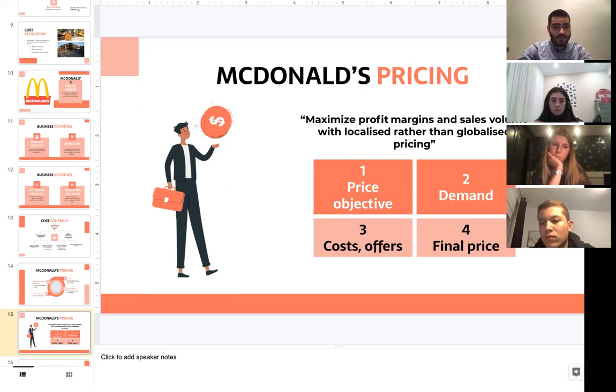The process is the following: selecting the price objective, determining demand, estimating costs, analyzing competitors' costs, offers, and prices, and selecting the final price. We need to take into consideration that arriving at pricing decisions is the result of analyzing demand, cost, competitor pricing, a product's life cycle, and then balancing quality with value.